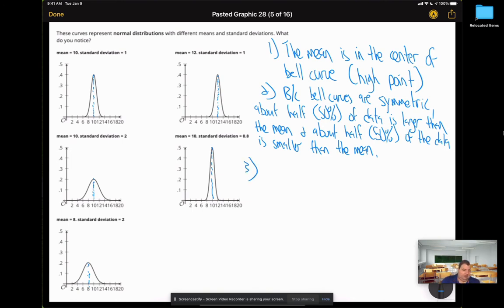The third thing I want to look at is what happens to a curve when we have the same mean and different standard deviations.